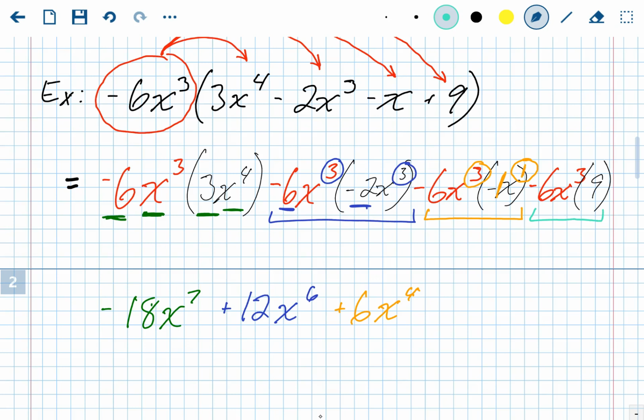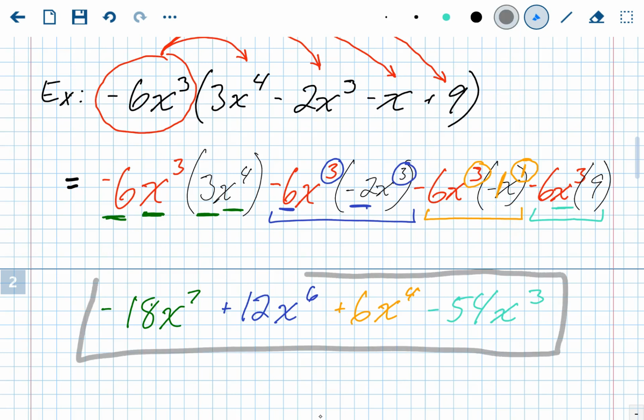And then the last one is negative 6x to the third times 9, just a number, no variable, no exponent. So we're just going to do negative 6 times 9, which is negative 54. And then the x to the third just stays because there's no other x's, so x to the third. So it's as easy as that. It's just recalling some of the old properties that we've been using.